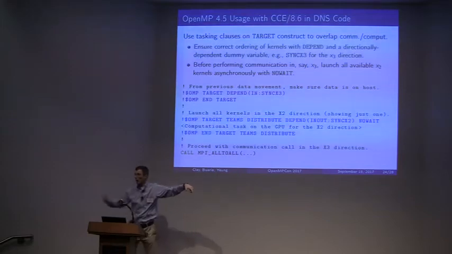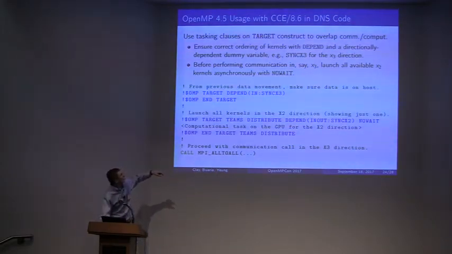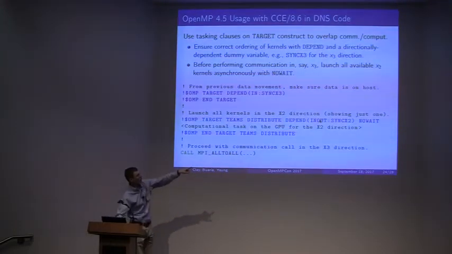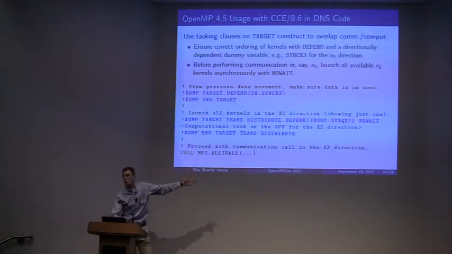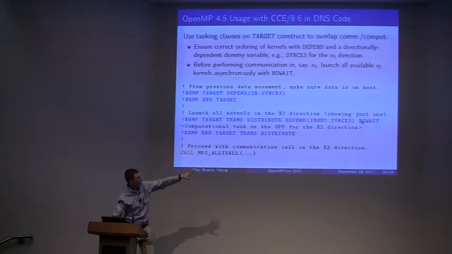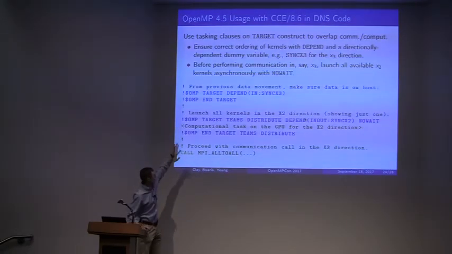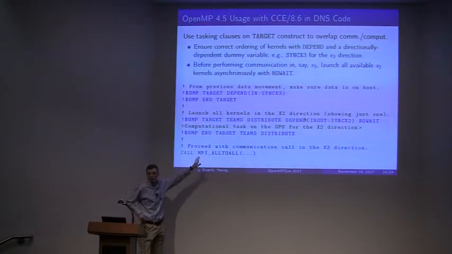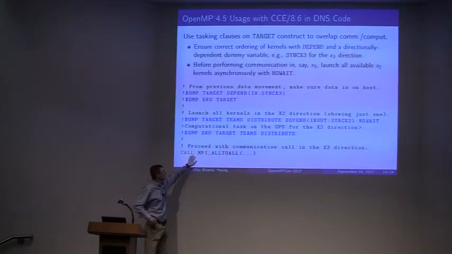The way that we overlap computation with this communication call is right before it, we just launch all of the X2 kernels that we have that can run on the GPU at that time. So we will just have multiple kernels. I'm just showing one here with, say, OMP target teams distribute, depend out on a variable that is specific to the X2 coordinate direction. Put the nowait clause there, and you'll stack up a handful of these kernels that will be running on the GPU while this communication call is taking place.